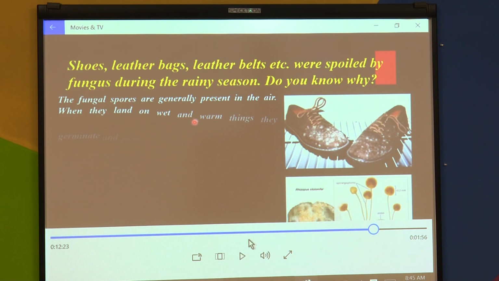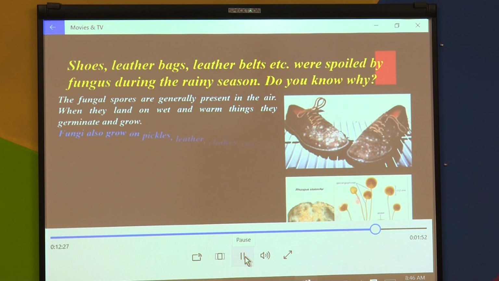Fungal spores are generally present in the air, and because of that they can settle on these leathery things and grow on them. When they land on wet and warm things, what happens? They germinate and grow. When they get a leathery surface or wet, warm things, they can germinate there.